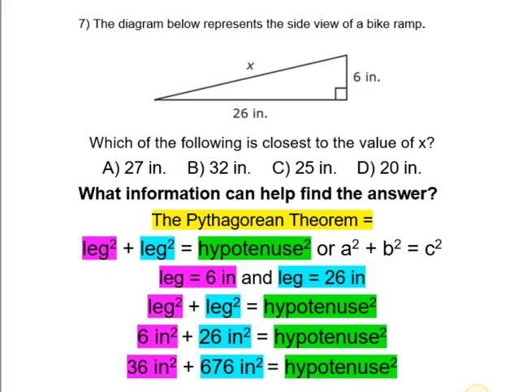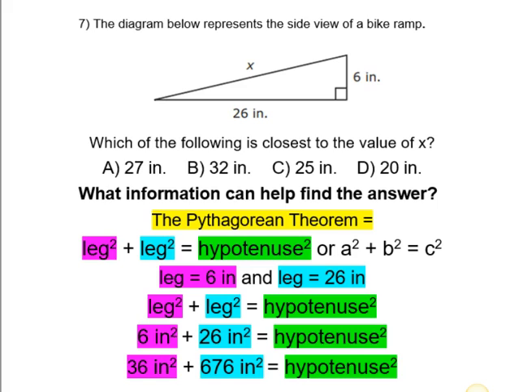Let's substitute in the value of our legs. One leg is equal to 6 inches and the other leg is equal to 26 inches. Again, we said leg squared plus leg squared is equal to hypotenuse squared. So 6 inches squared plus 26 inches squared is equal to our hypotenuse squared. 6 times 6 is 36 inches squared, and 26 times 26 is 676 inches squared.